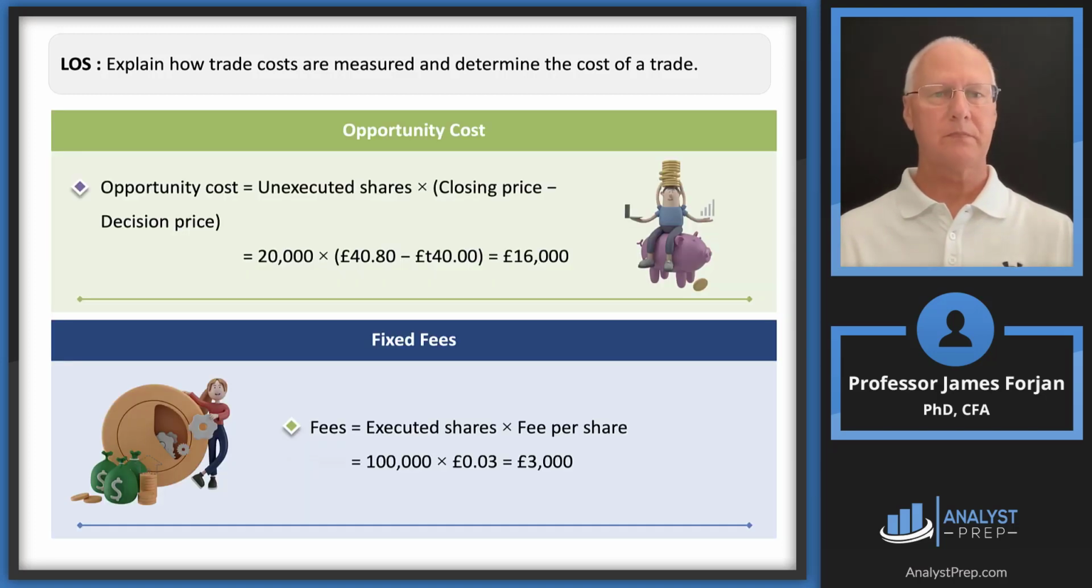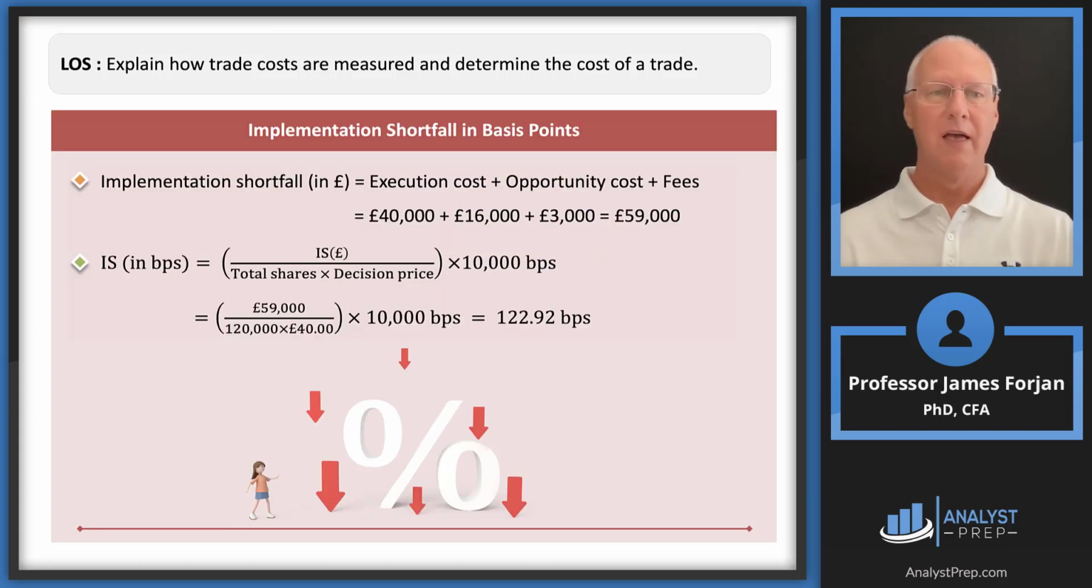40,000. How do we do the opportunity cost? What we're going to do is say, wait a minute, that very first sentence asks us to buy 120,000 shares. All we did was buy 100, so we take the 20 times the difference between the closing price, which was 40.8, minus the $40. So there's 16,000 for the opportunity cost. And then the fixed fees, that's an easy 100,000 times the 0.03. So that's 3,000.